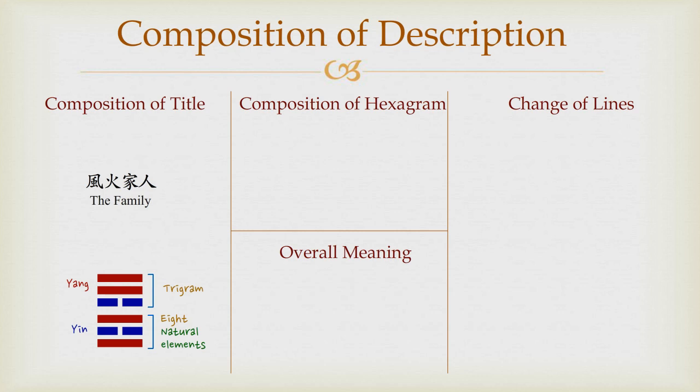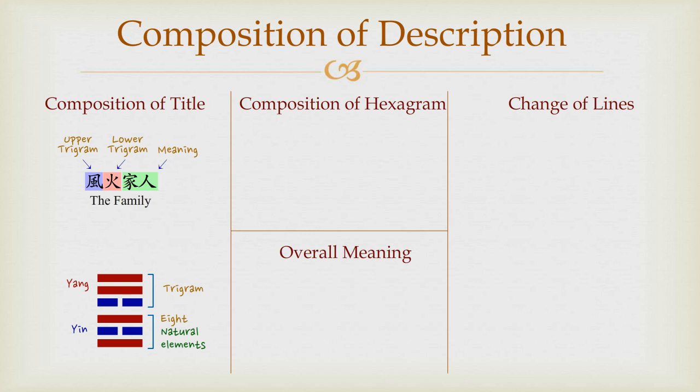There are 8 different trigrams, and each of them corresponds to an element of nature, such as heaven, earth, water, and fire. The name of the hexagram is generally made up of 3 or 4 Chinese characters. The first one corresponds to one of the 8 natural images of the upper trigram, and the second corresponds to the lower one. The remaining 1 or 2 characters represent the overall meaning of the hexagram, which is also interpreted into the English name.